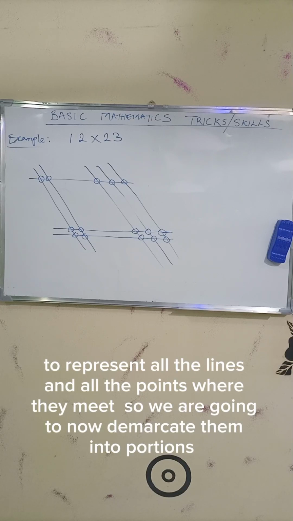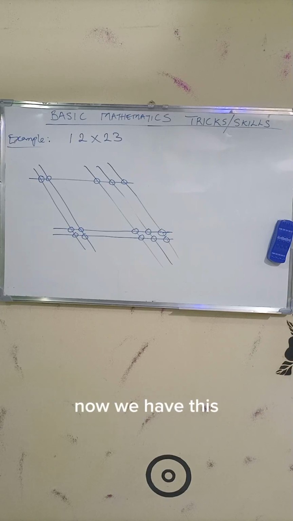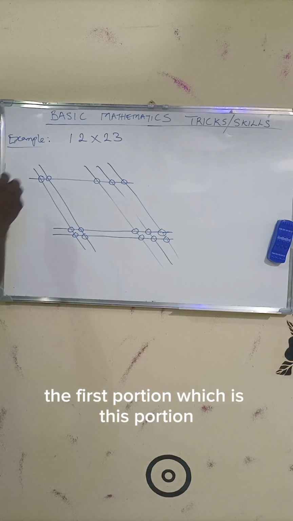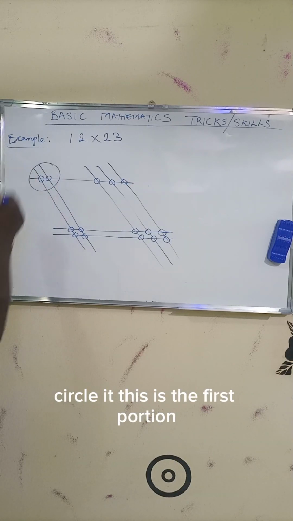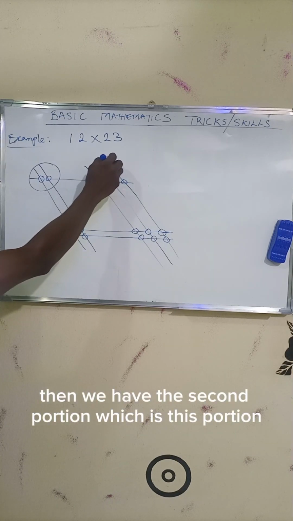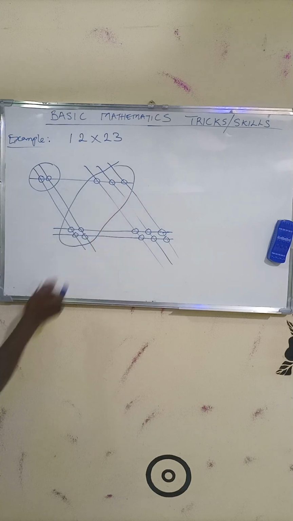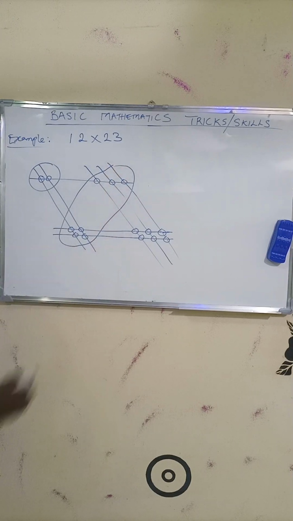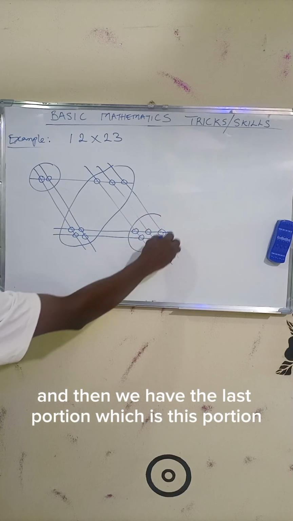Now we have been able to represent all the lines and all the points where they meet. So we're going to now demarcate, or separate, this into 3 different portions. Now we have the first portion, which is this portion. Circle it. This is the first portion. Then we have the second portion, which is this portion. And then we have the last portion, which is this portion.